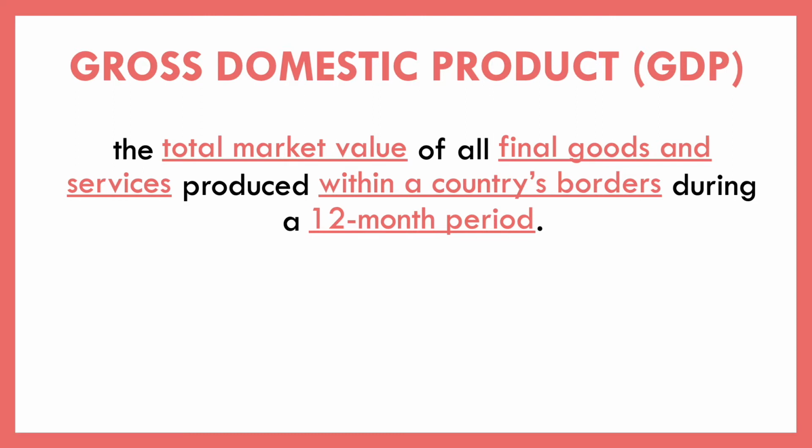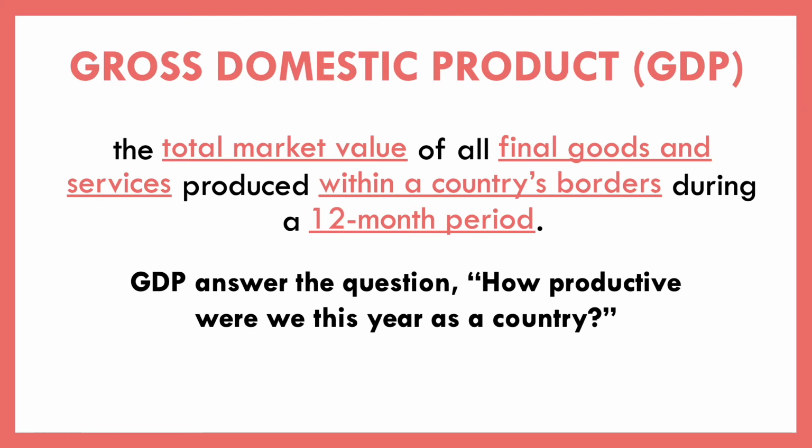But again, as we can see, the definition is in the name. Gross, meaning total, domestic, meaning within like your home nation, and product, meaning product. Gross domestic product is just the total products we make within our home country, right? And GDP is really trying to answer the question, okay, how productive were we this year as a country? We're trying to ask ourselves, okay, with all the resources that our economy had at its fingertips, how did we use them? And what we're saying is, how much money's worth of stuff did we make?